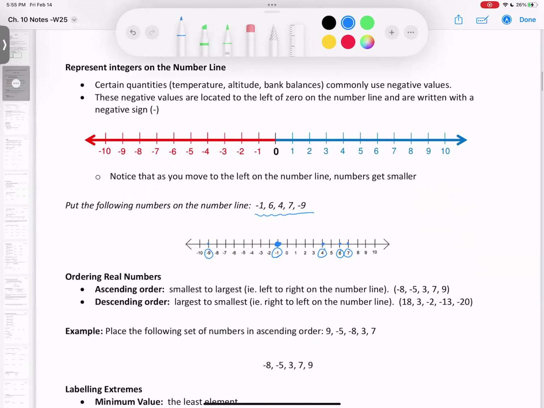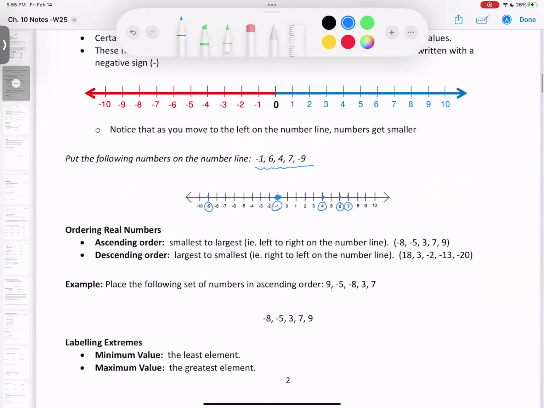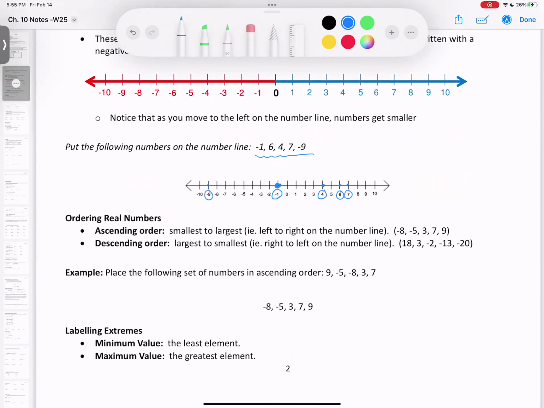Okay, putting them on the number line like that would help us with our next objective, which is to order real numbers. So sometimes you might be asked to put them in ascending order. Think about a staircase. If you go up a staircase, you call that ascending. So you're going from the smallest to the largest. The smallest number is the one that's furthest left. So you're going left to right on the number line. And so here's an example of a set of numbers that is written in ascending order.